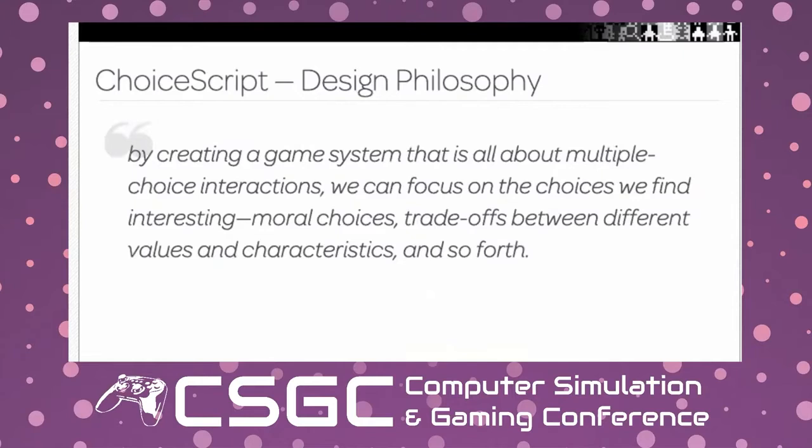So this is from the Choice of Games website, which kind of explains why they made this engine. By creating a game system that is all about multiple choice interactions, we can focus on the choices we find interesting, moral choices, trade-offs between different values and characteristics, and so forth.